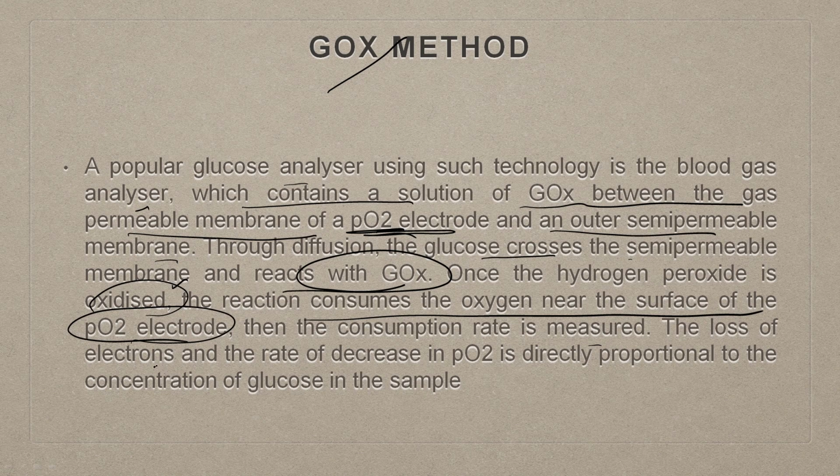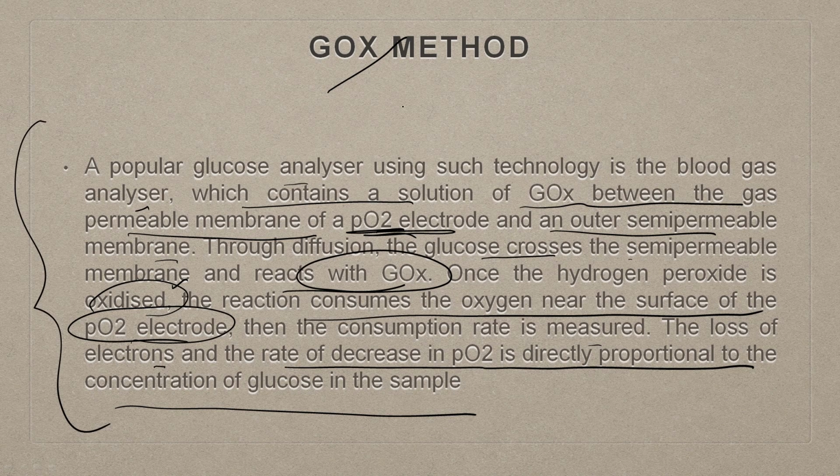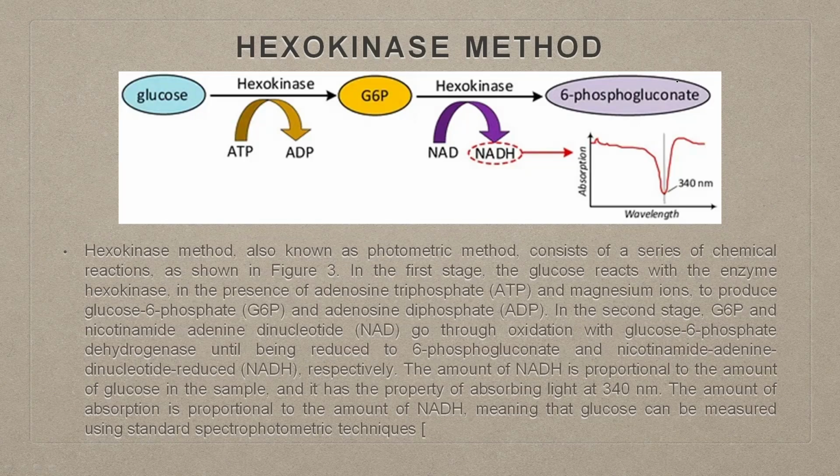The loss of electrons and the rate of decrease in PO2 is directly proportional to the concentration of glucose in the sample. So, this is the simplest way to tell the basic principle of this process. This is how it works.